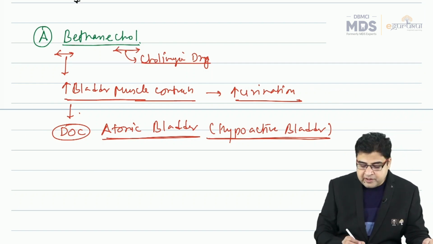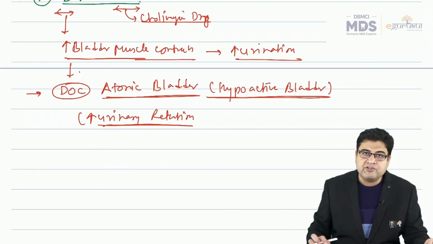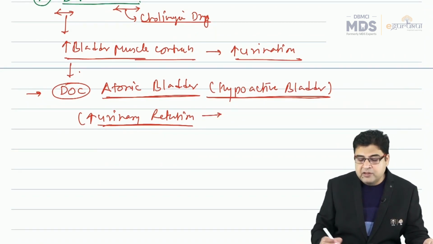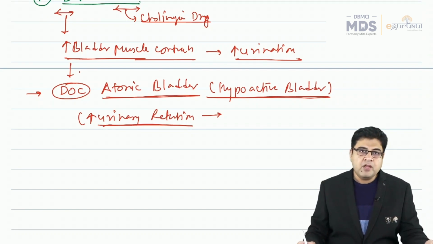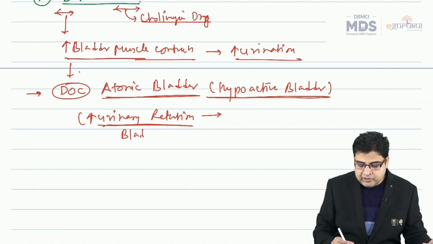And because of the bladder muscles which are not contracting, urine will be retained in the body. So there is urinary retention. The patient will suffer from urinary retention, and ultimately the urine keeps on accumulating. Urine keeps on retaining in the bladder cavity.